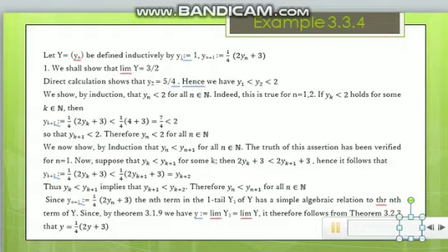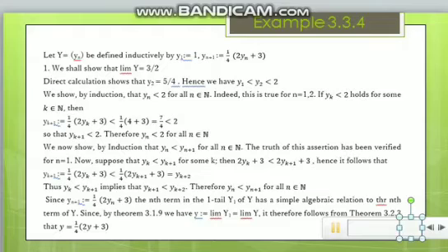We show by induction that Yn is less than 2 for all n in N. Indeed, this is true for n equal to 1, 2. If Yk less than 2 holds for some k in N, then Yk+1 equals 1 over 2 times 2Yk plus 3, less than 1 over 2 times 4 plus 3, equals 7 over 4, less than 2.